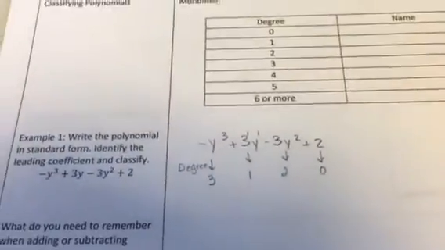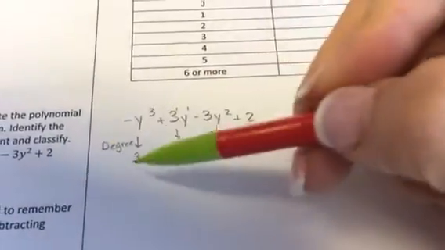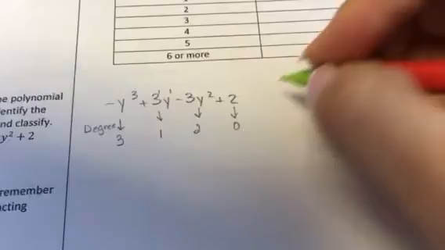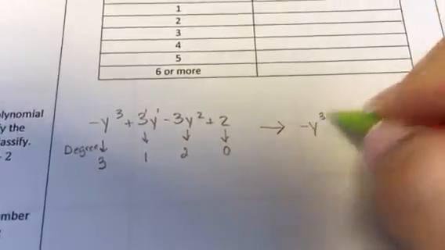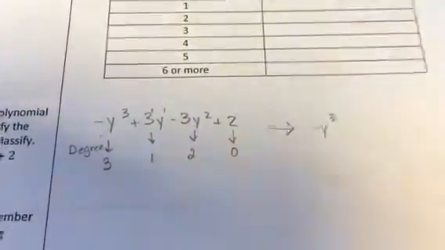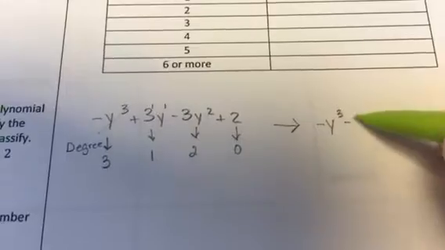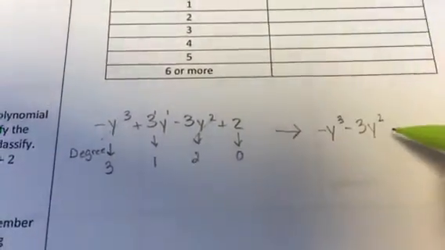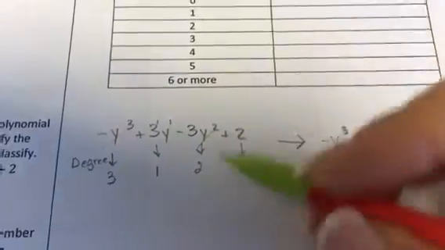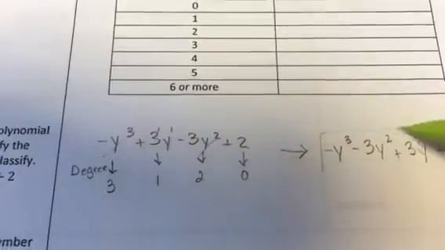So if we're writing this in standard form first, we've got to put it from greatest to least. So here's the greatest one. Okay, so we're going to start by writing negative y cubed. Well, now I've used that. We're not going to use it again. Let's go to the next highest. We have minus 3y squared. Next highest, plus 3y. Then finally, the least is 2. Voila, there is standard form.